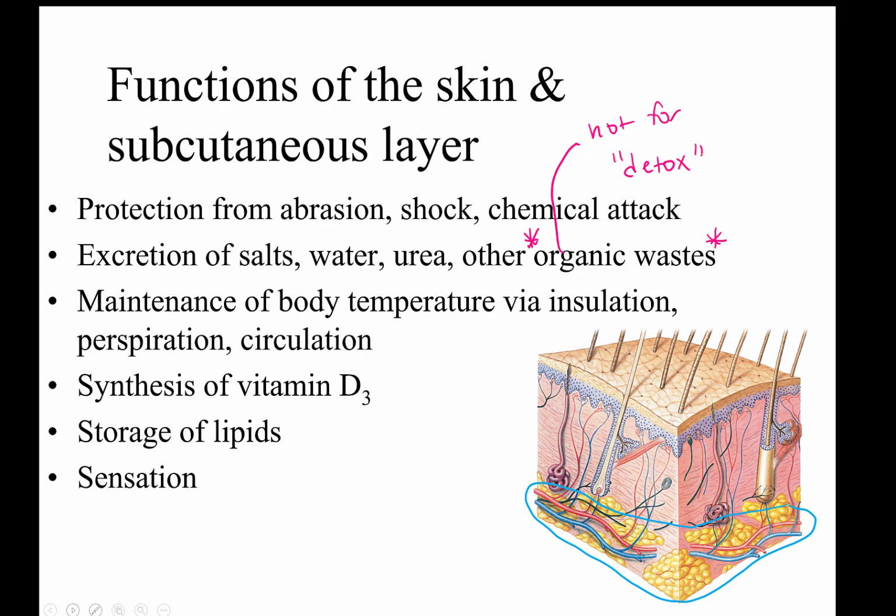One other function is the maintenance of body temperature. And that actually is performed by the blood vessels in the dermis and hypodermis. So you can move more blood to your body surface to dump heat into your environment. Alternately, you can keep blood away from your body surface to prevent losing heat. You can also perspire to lose heat via evaporative cooling. That's what sweat is for.